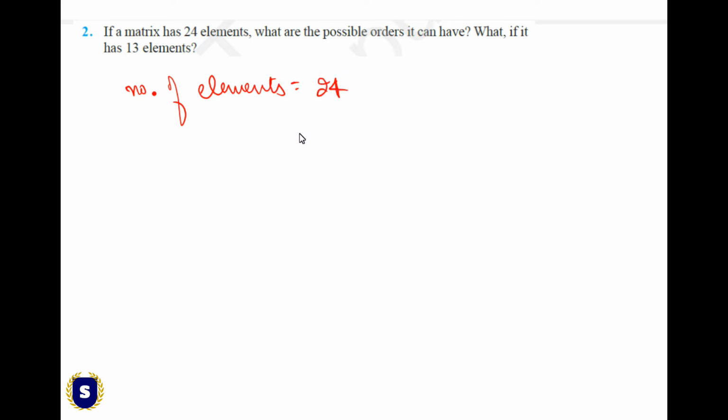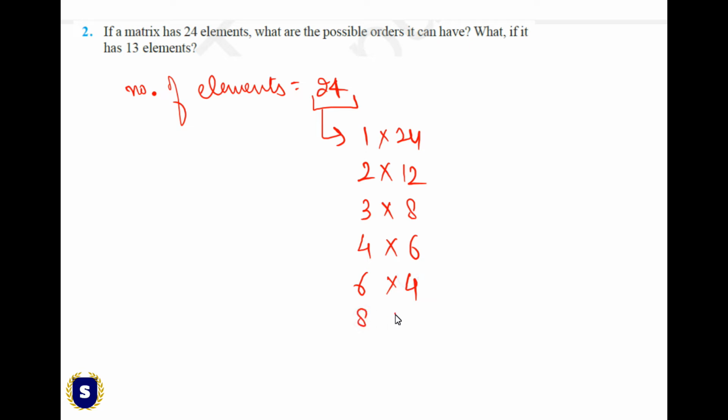Let us do the factorization of this 24. Okay, we will get 1 into 24, or 2 into 12, or 3 into 8, 4 into 6. That's it. इसके बाद इन्हीं के रिवर्स 6 into 4, 8 into 3, 12 into 2 and 24 into 1. Okay. So these all are the possible orders we can have for this matrix which has 24 elements, right?